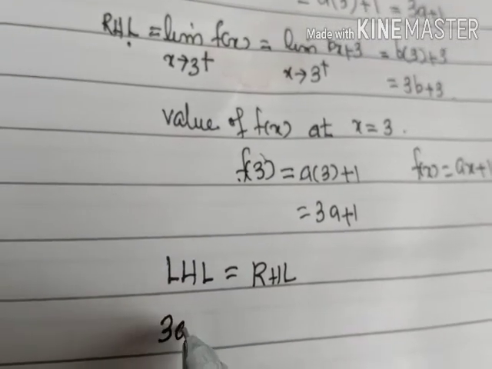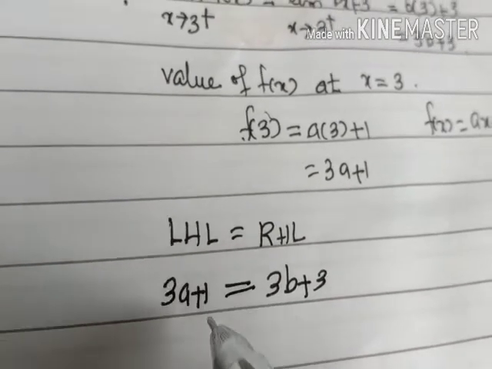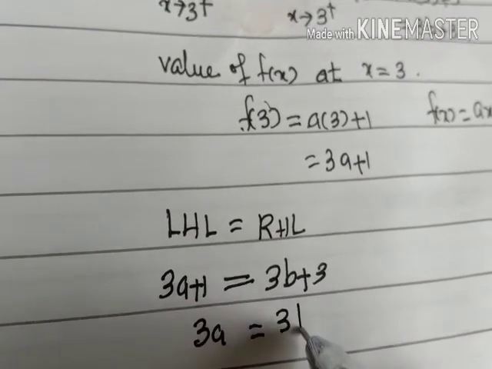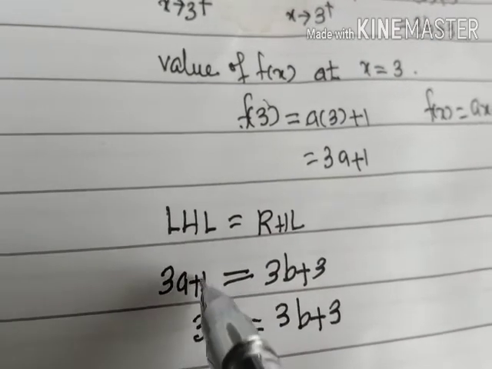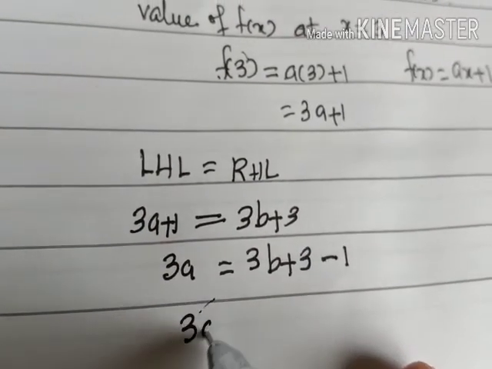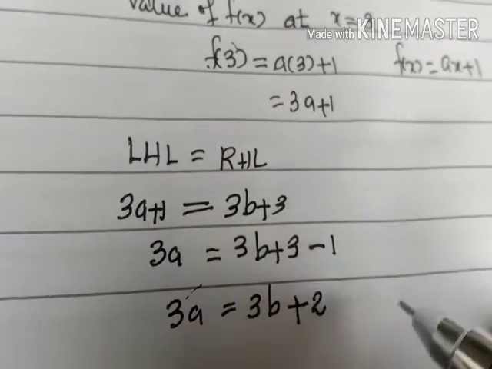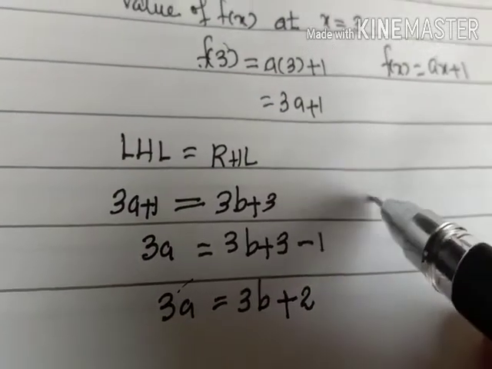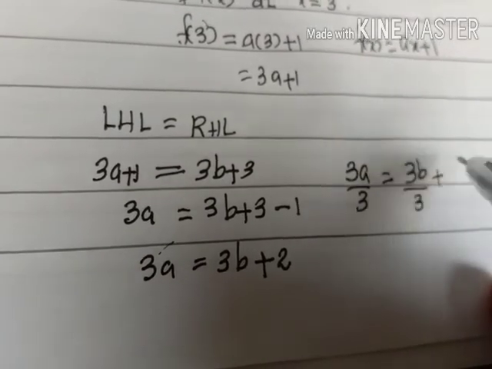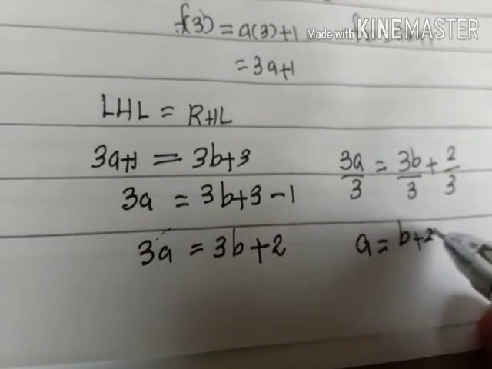So next step is we are going to equate left hand limit and right hand limit. Left hand limit is 3a plus 1. Right hand limit is 3b plus 3. Just equate. So we can write 3a plus 1 equal to 3b plus 3. Take this plus 1 to the other side. So plus 1 becomes minus 1. So 3a equal to 3b plus 2, since 3 minus 1 is 2. Or dividing throughout by 3: 3a by 3 equal to 3b by 3 plus 2 by 3. That is a equal to b plus 2 by 3.